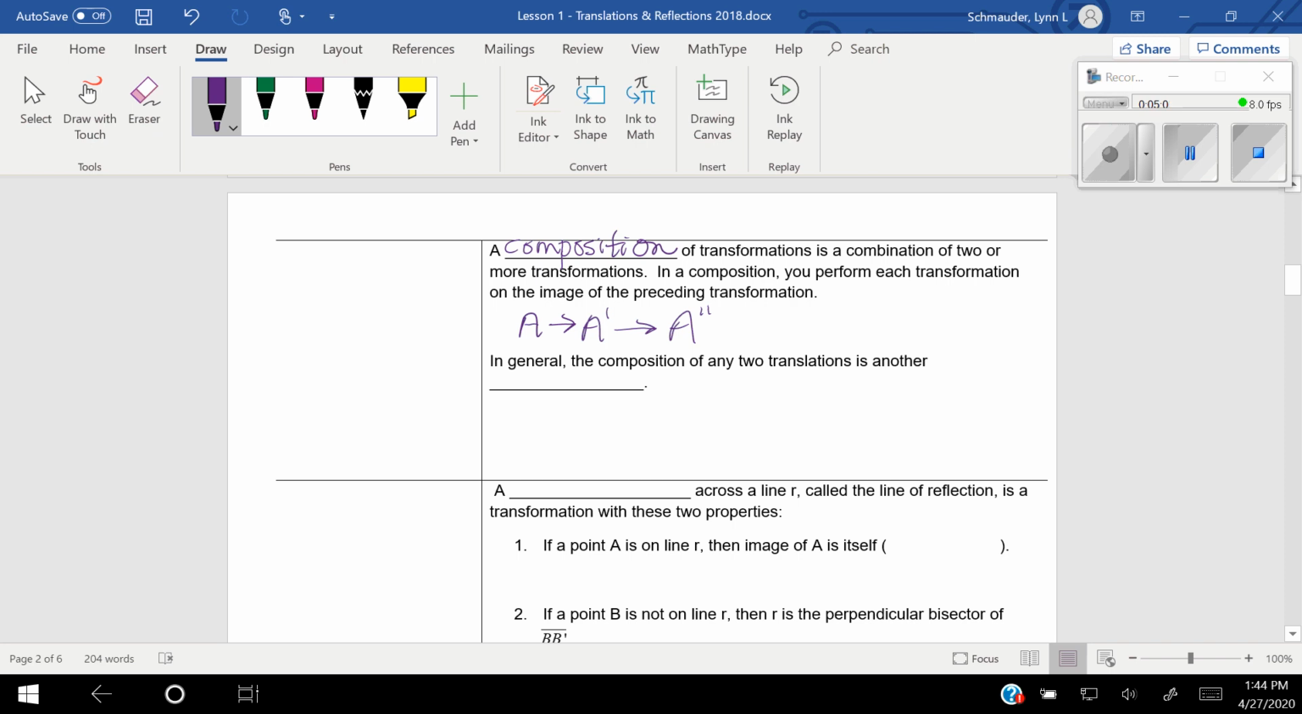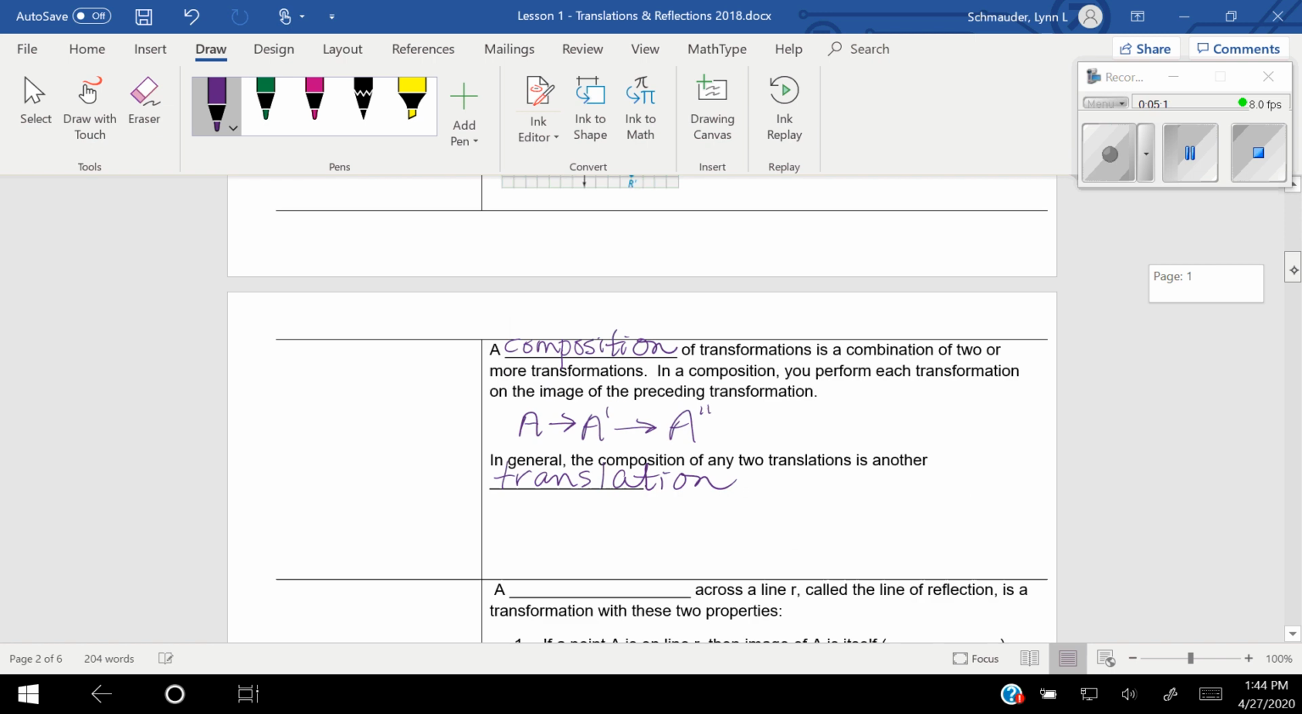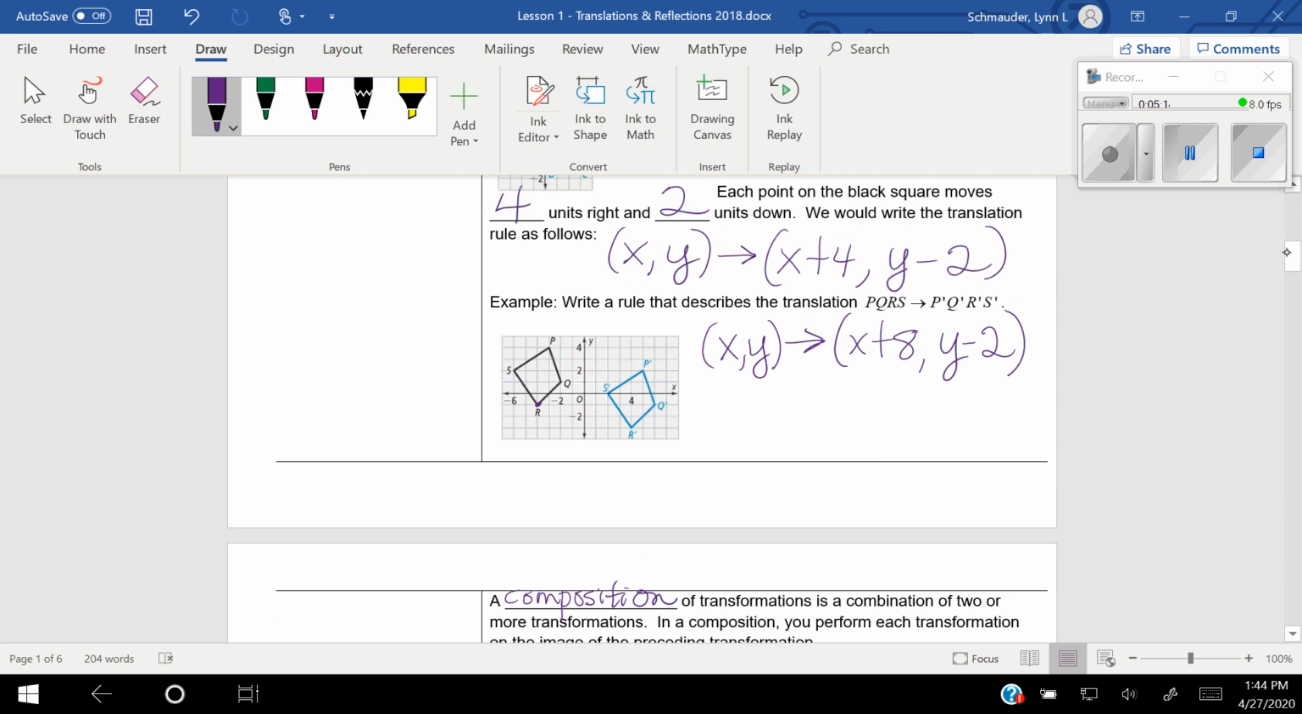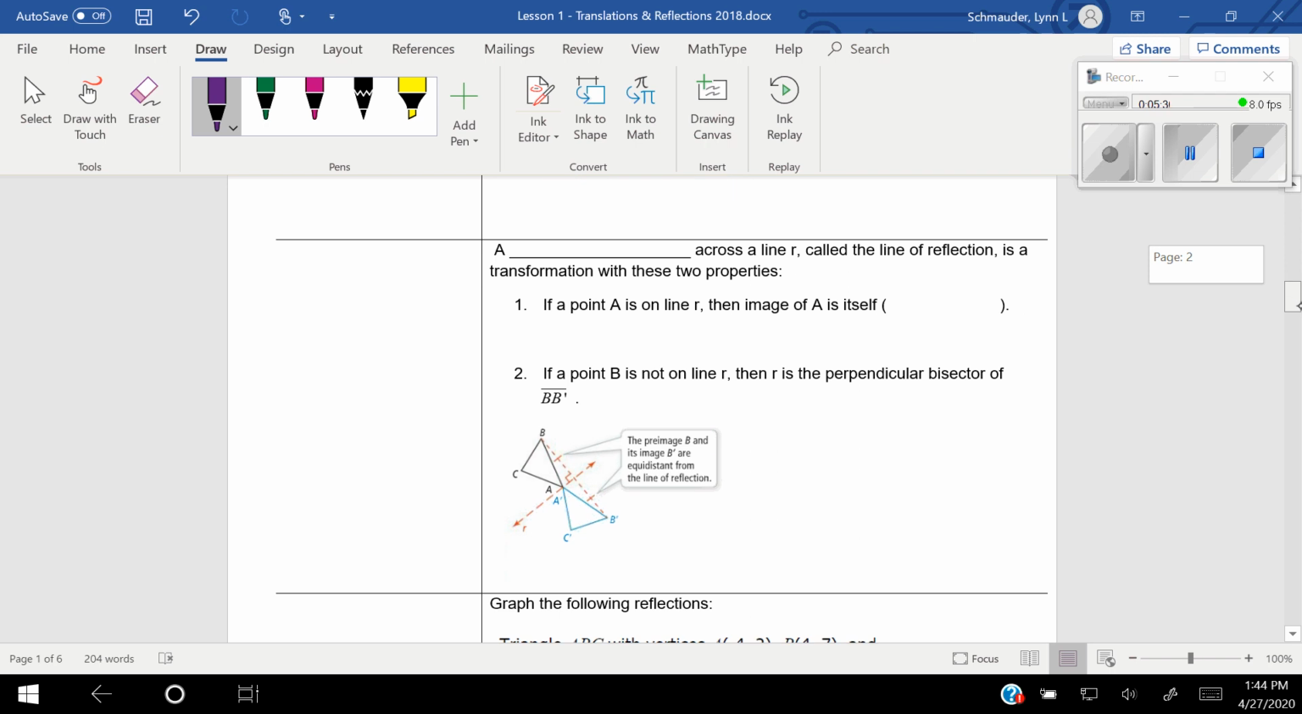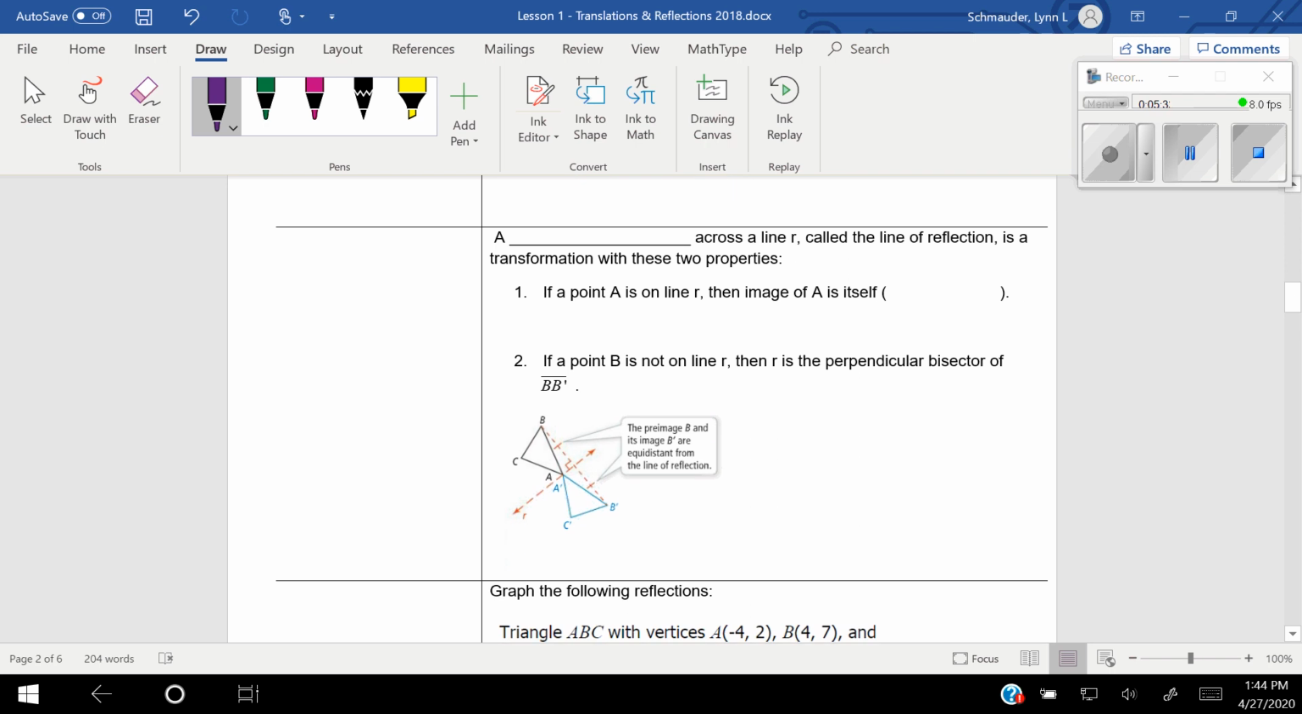In general, the composition of any two translations is just going to be another translation. In other words, let me go back up here to this other page. If I had taken this image here and moved it 2 more to the right and 4 more down, I could just write one rule that mapped the original figure to that final destination. That's all that statement is saying. Okay, so that's it for translations. Not very difficult. So let's talk about reflections.